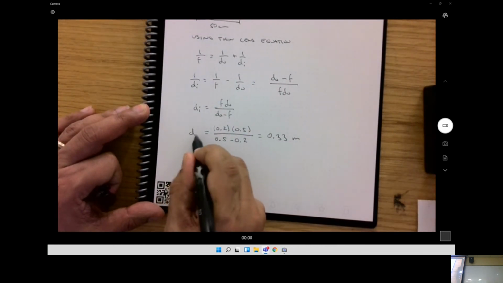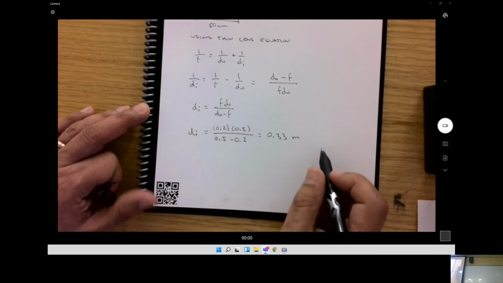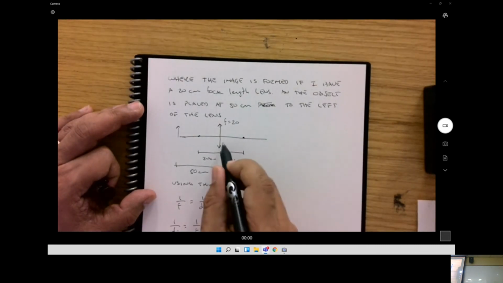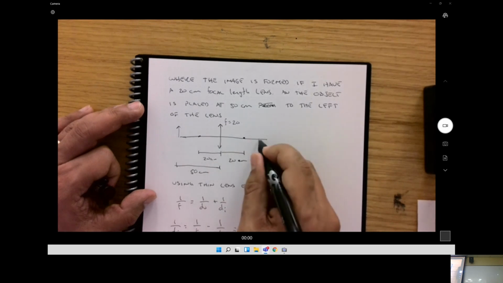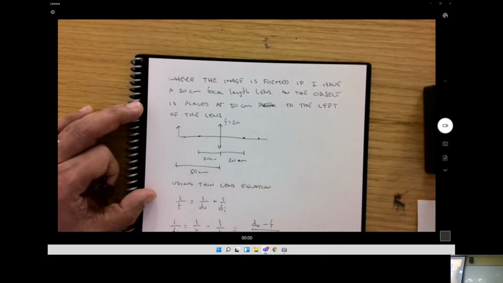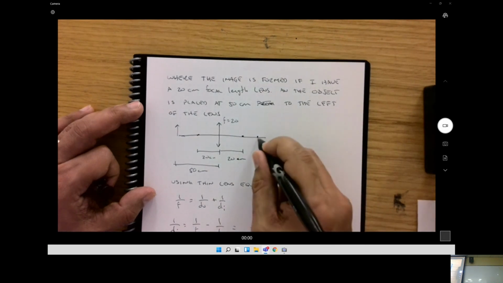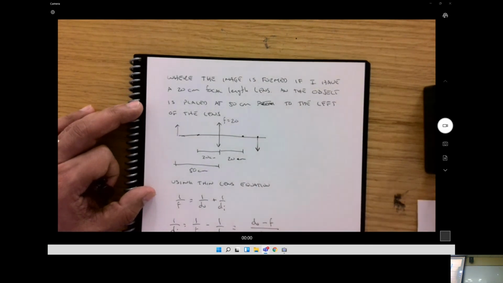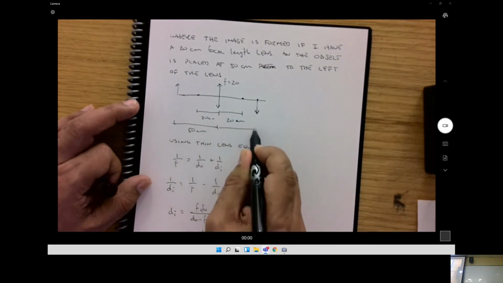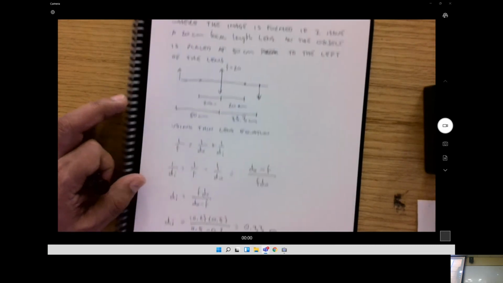Okay, so here's the thing. We end up with a positive distance to the image. And remember, positive distances to the image are positive to the right of the lens. So the image is going to be 33 centimeters to the right of the lens, and it's going to be inverted. So this distance is going to be 33.3 centimeters.